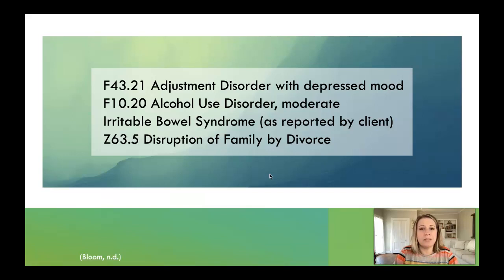So a complete DSM-5 diagnosis is like a list. It's not a single line unless only a single line fits. So here's an example of a complete diagnosis for a single client. F43.21 adjustment disorder with depressed mood. F10.20 alcohol use disorder, moderate. Irritable bowel syndrome as reported by client. So notice that the Z code, Z63.5, disruption of family by divorce, comes last.